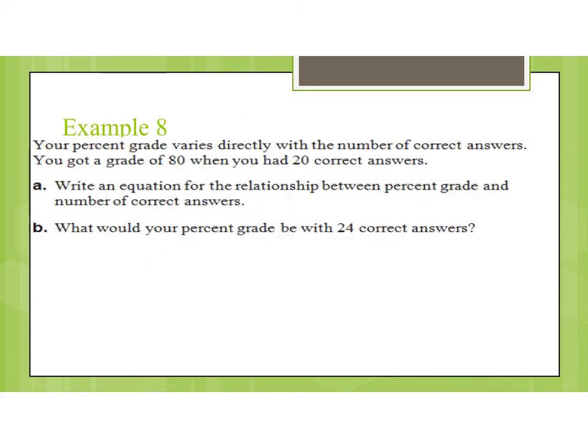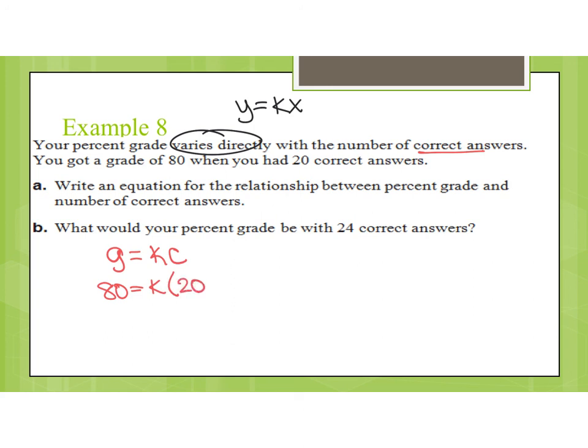Now our final example for today says your percent grade varies directly. So here's varies directly, I'm thinking y equals kx. Okay, and because I am talking about grades, I'm going to say my grade varies directly, so kx, with the number of correct answers. So I'm just going to use C for correct. Then it proceeds to tell me you got an 80 when you had 20 correct. So your grade of 80 equals k times your score, or the correct answers, which were 20.